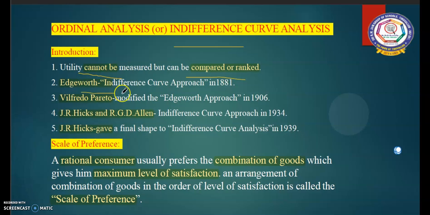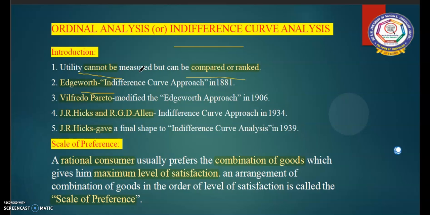Edgeworth, he was an English economist, and Wilfredo Pareto, Italian economist, criticized the ordinal utility approach. They assumed that utility cannot be measured absolutely but can be compared or ranked or ordered by ordinal numbers such as 1, 2, 3 and so on.